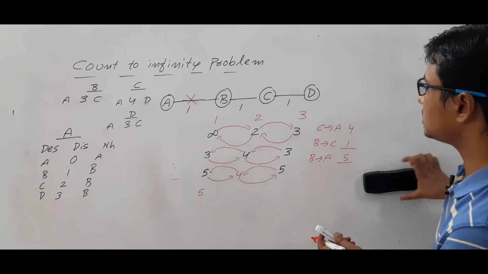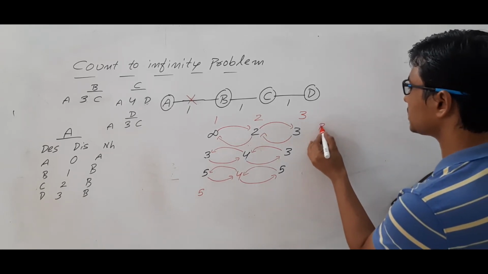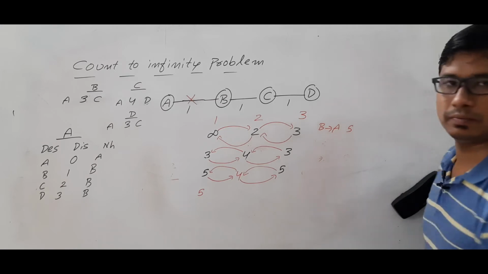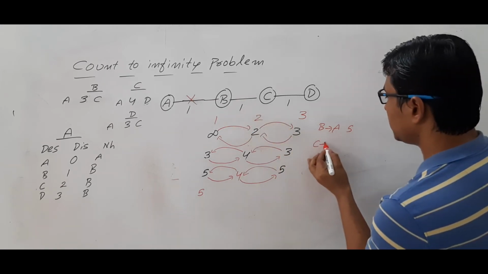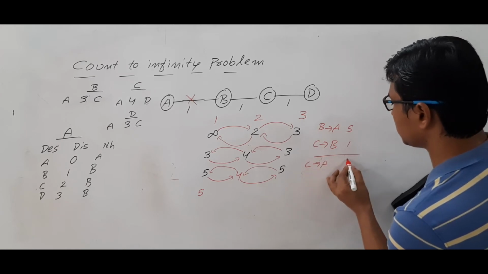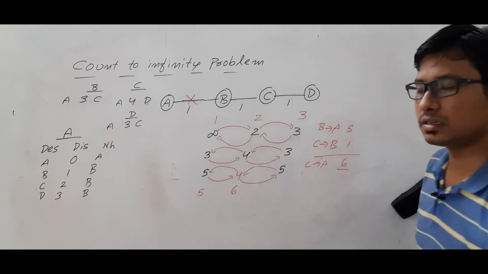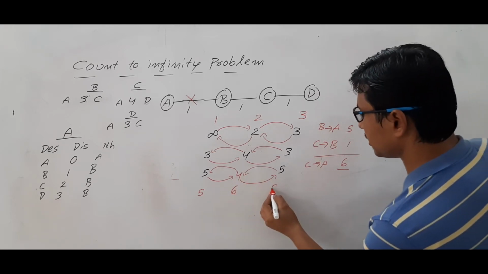Now what is C getting? C is getting that B to A distance is 5, and C to B distance is 1. So C to A distance it will consider as 6. Am I right or wrong? It is updating as 6, and this will update as 5. Am I right or wrong?